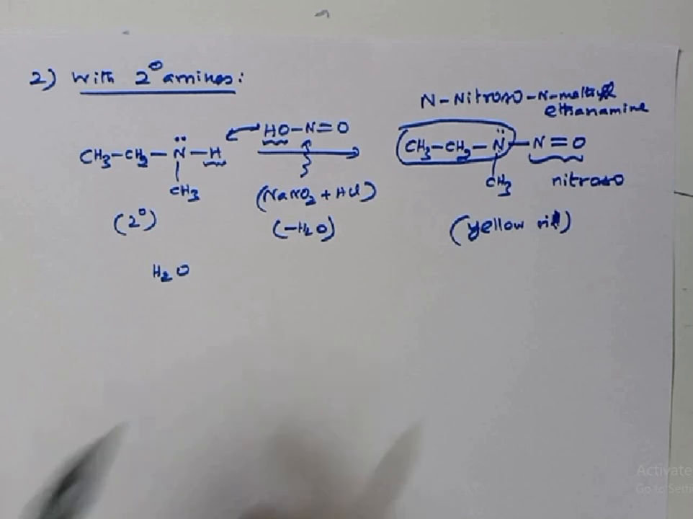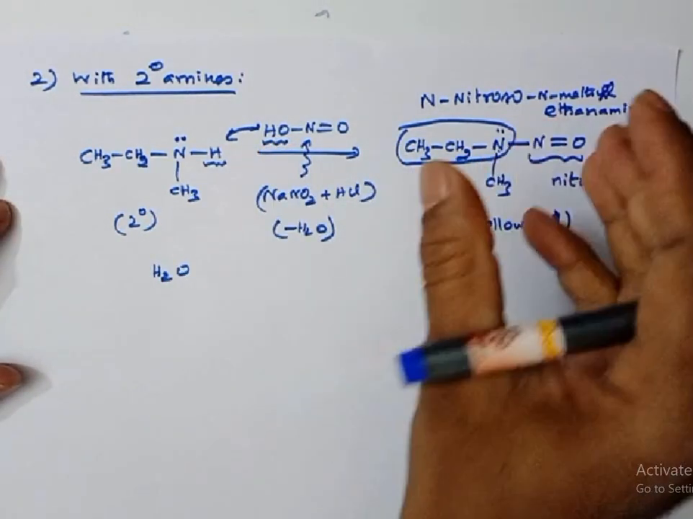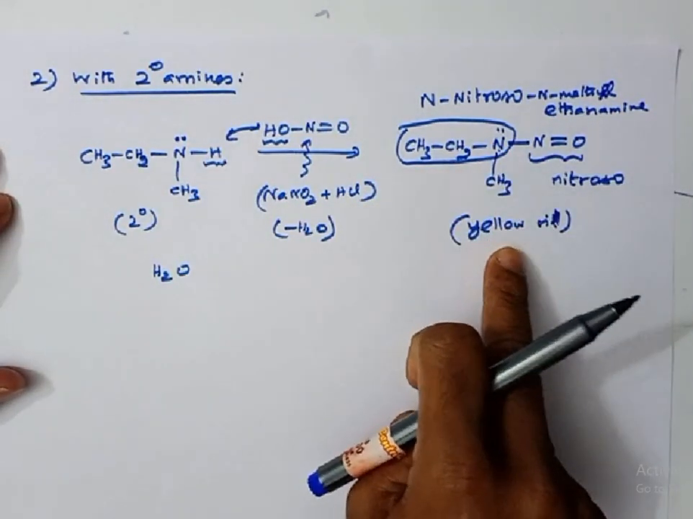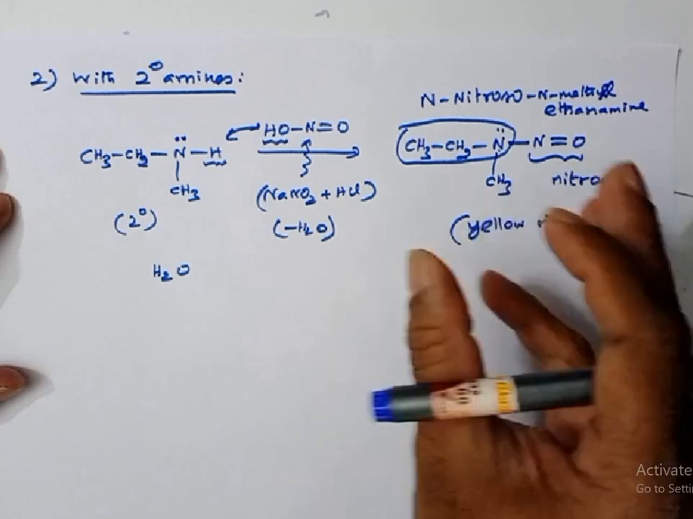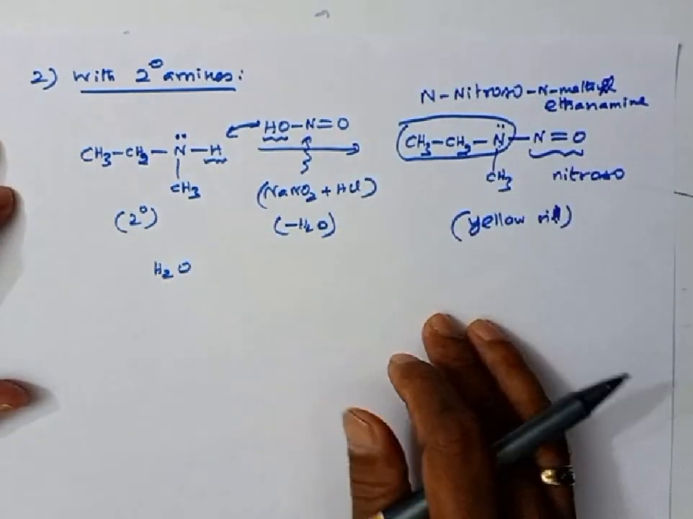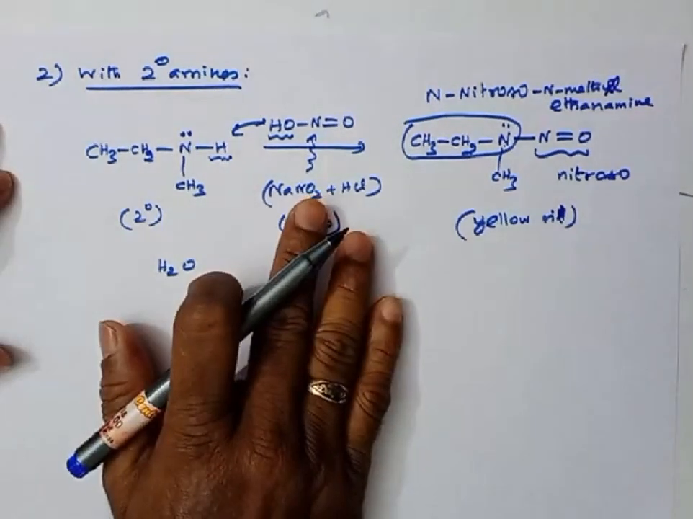So with the secondary amine, nitrous acid forms N-nitroso amine. N-nitroso amine is a yellow oily liquid. Okay, so with the aqueous solution, it appears like a turbid solution. That yellow oil is dispersed throughout the solution and looks like a turbid solution. So this is what happened with the secondary amine.